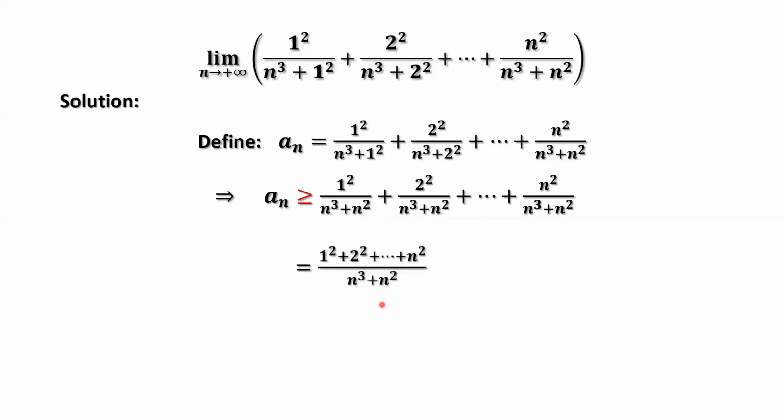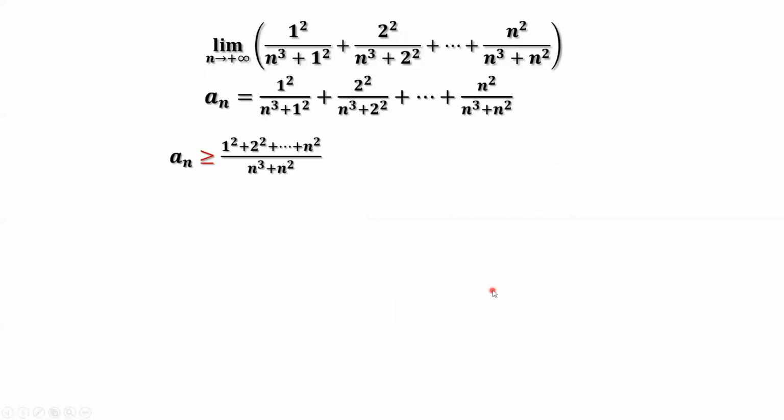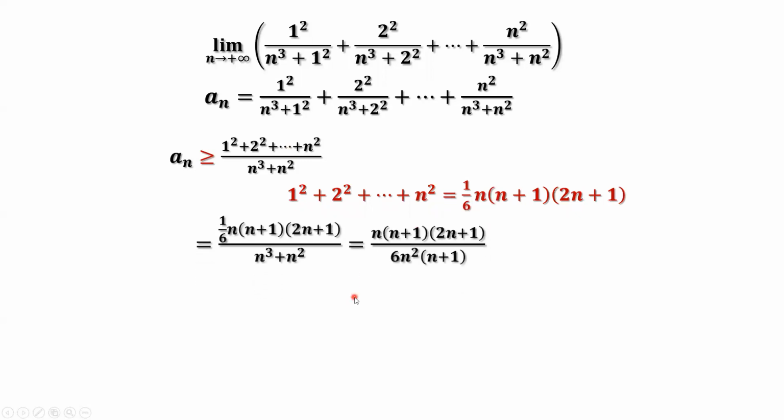Simplify the right-hand side. The numerator is the sum of n squares. How to find the result for this numerator? We apply this formula. Replace the numerator by this formula. Continue to simplify this part.